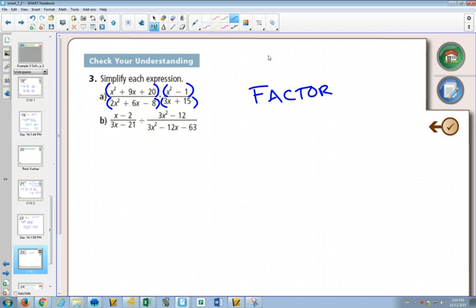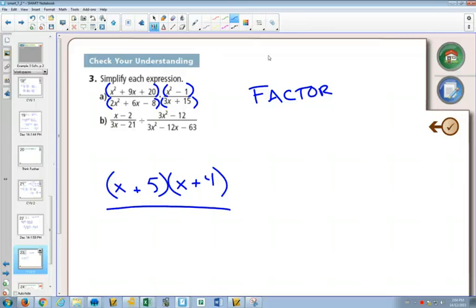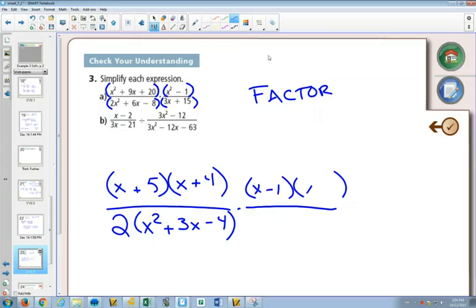So x squared plus 9x plus 20. Can we factor that? X and x, 5 and 4, plus plus. 2x squared plus 6x minus 8. There's a common factor first, so do that first, leaving you with x squared plus 3x minus 4. X squared minus 1, can you factor that? Difference of squares. And 3x plus 15, common factor of 3.